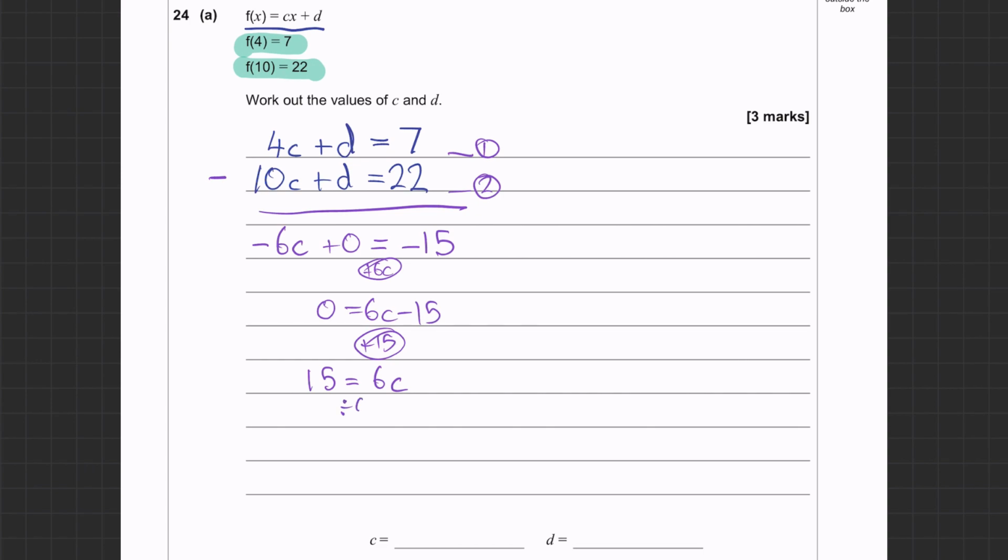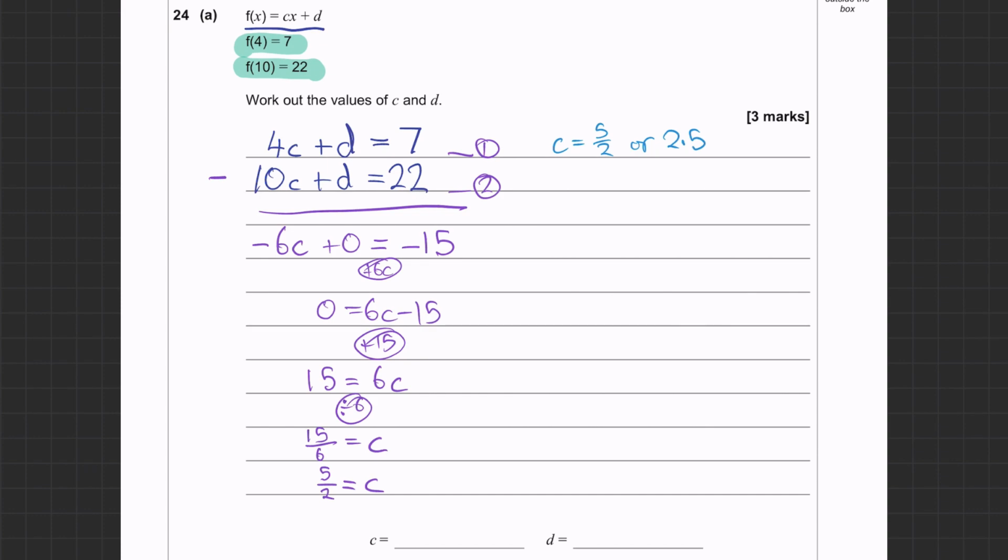Divide both sides by 6 now, so we'll have 15 over 6 equals c. Simplify that fraction. I'm going to divide the top and the bottom by 3, so we'll have 5 over 2 equals c. So c is 5 over 2 or 2.5, depending which way you want to go about it.